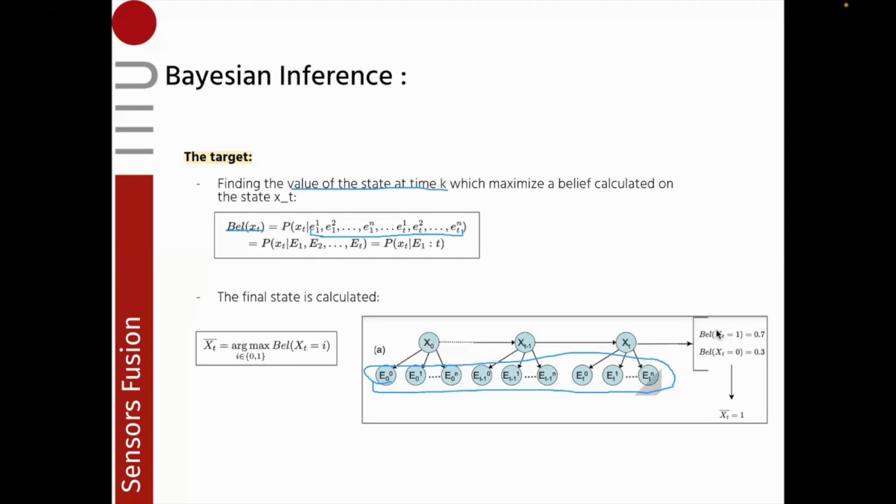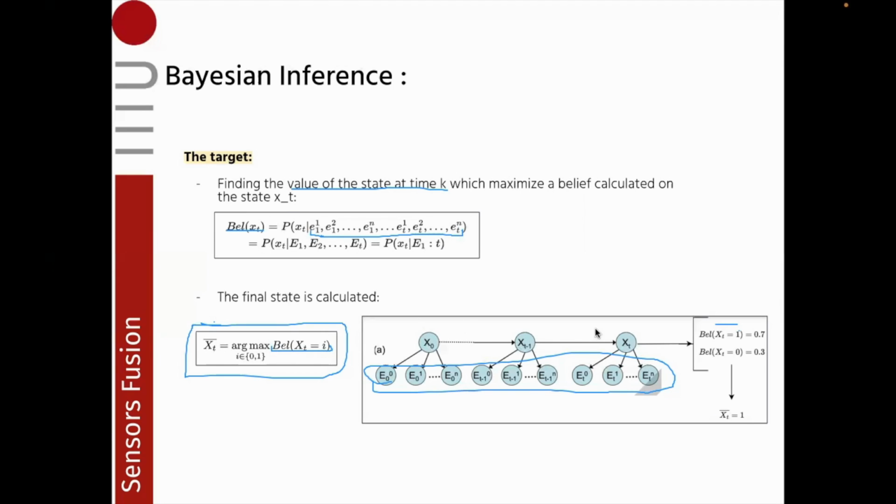And as you can see here, this is a function actually. So it's a vector, no? So given the fact that we have 2 states, we have the belief that the state is 1 and the belief that the state is 0. And what we want to do actually is to find the state which maximizes our belief function, so which maximizes the posterior probability that the state x of t has a given value given all the evidence before.